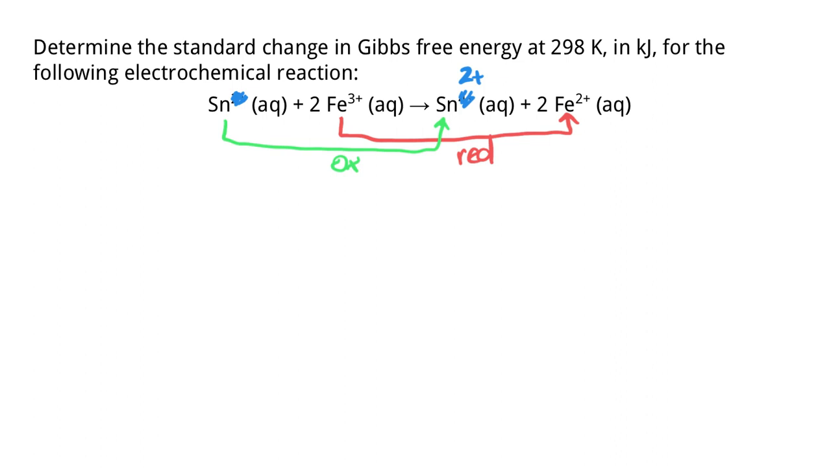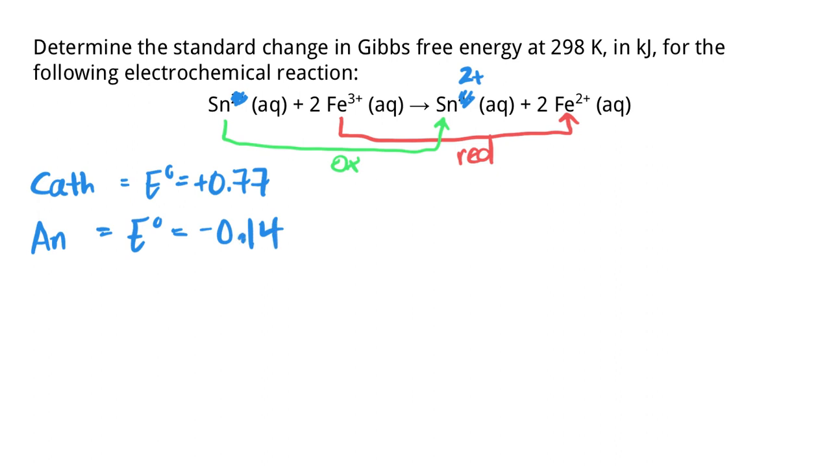If we look up the iron reaction, that's reduction, so that's going to happen at the cathode, and that is an E0 value of +0.77. And then at the anode, we have oxidation, so that's our tin reaction. And if we look that value up in a data table, it's negative 0.14. So let's set up our delta G. Our delta G equals negative NFE0.